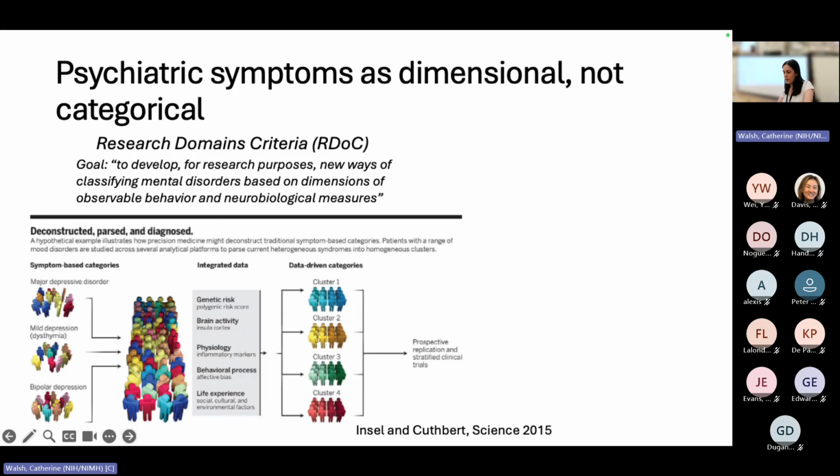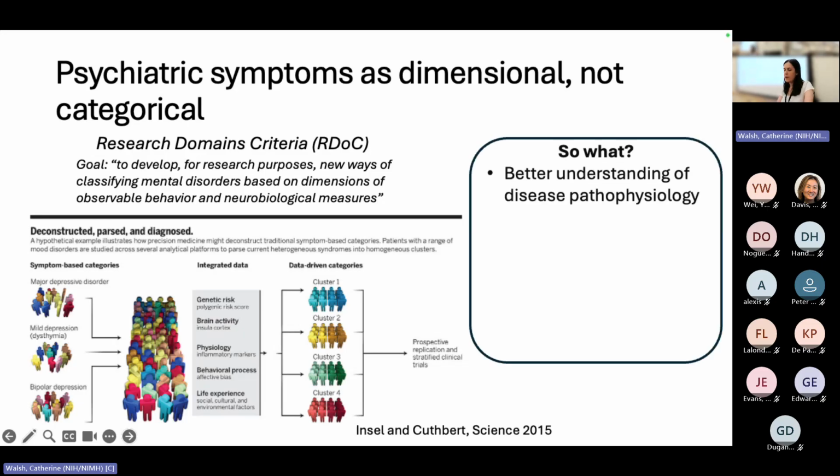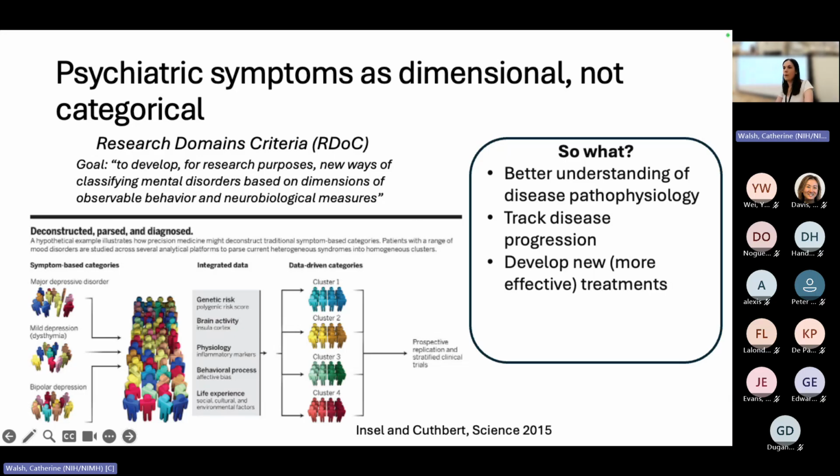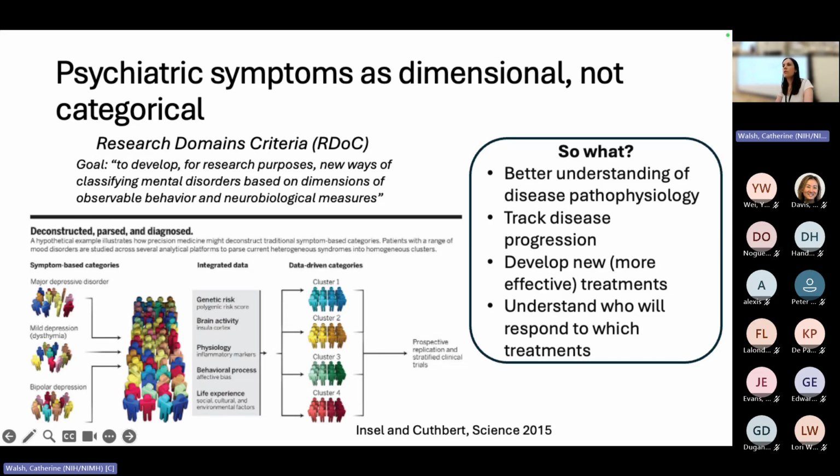This approach can help us advance our mission at NIMH. We can think about trying to better understand disease pathophysiology. We can try to track disease progression. We can develop new and hopefully more effective treatments, and also try to understand who might respond to what treatments.